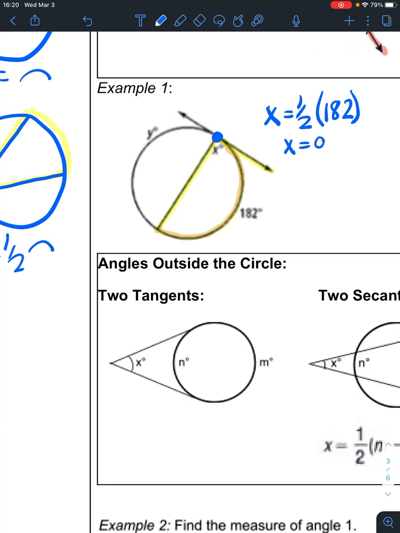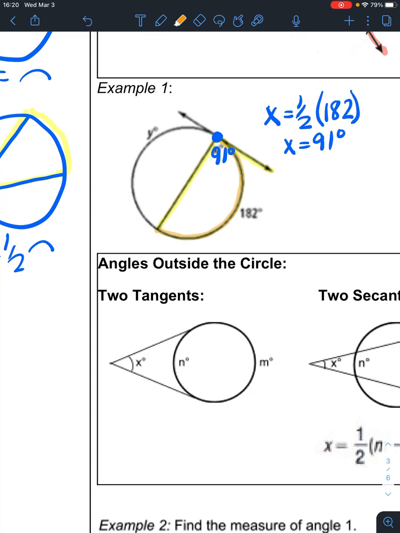Then that means that X is equal to 182 divided by 2, which is 91. Okay, so angle X is 91 degrees.